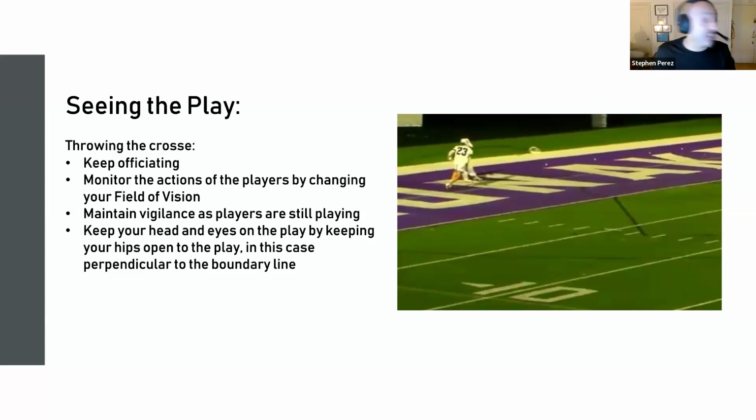Automatically, our eyes are going to go to the cross. The cross isn't going to cause a foul because the ball may or may not be in the cross, but we have two players that are tangled up. So we have to keep officiating that play. If our head goes with the cross, who knows what's going to happen down there? So we're going to keep our heads and eyes on the play by keeping our hips open to the play, in this case, perpendicular to the boundary line.